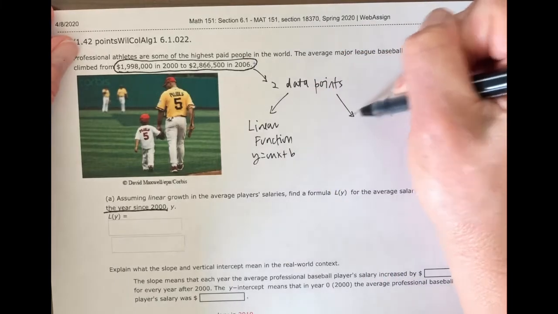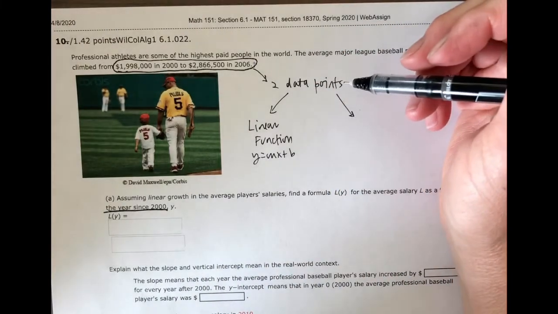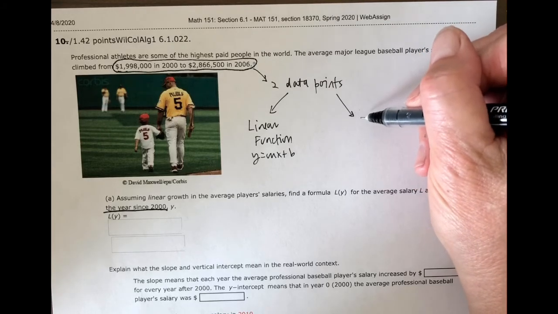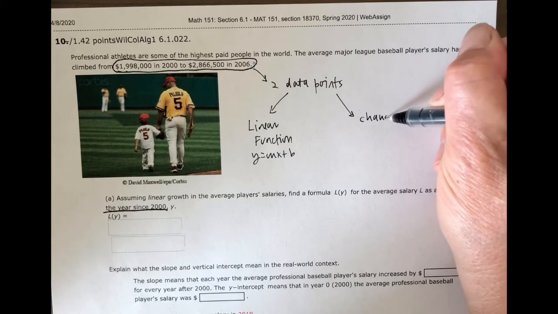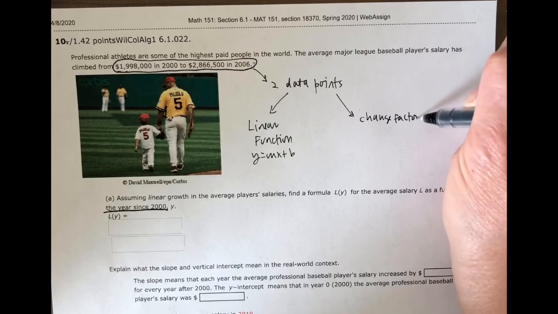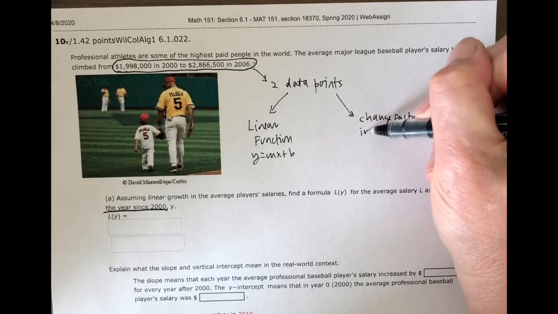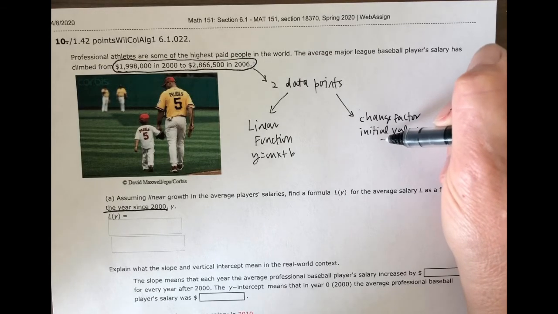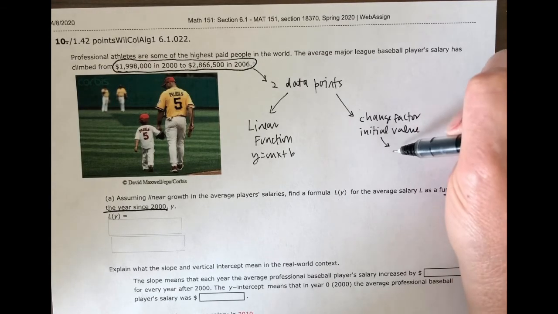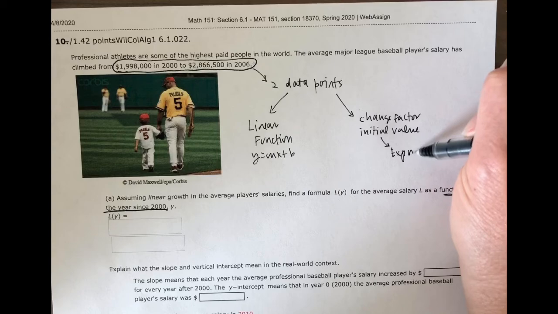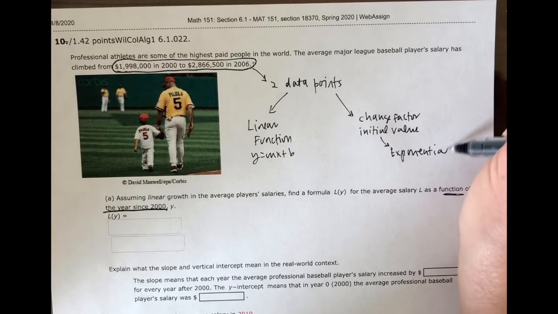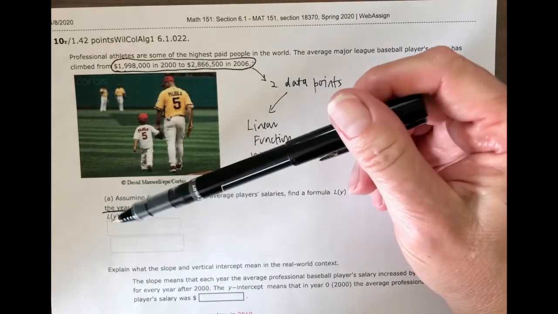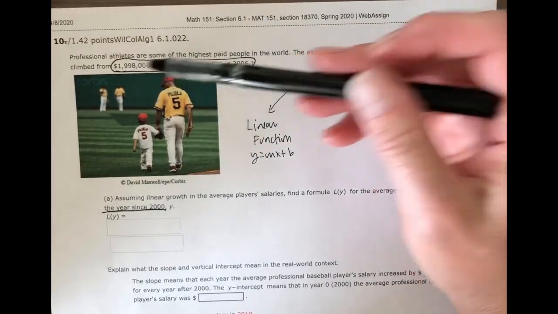You can also, with 2 data points, we talked about this in one of the earlier videos, you can find the change factor and the initial value. And from that, you can find what an exponential function is. So my advice is put these 2 data points in a table. Your input is years, your output is these salaries.